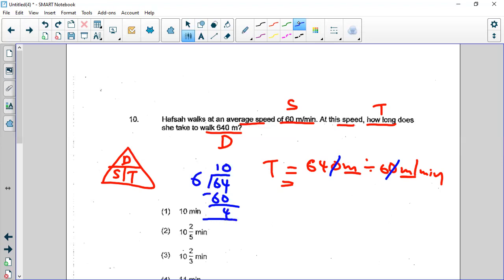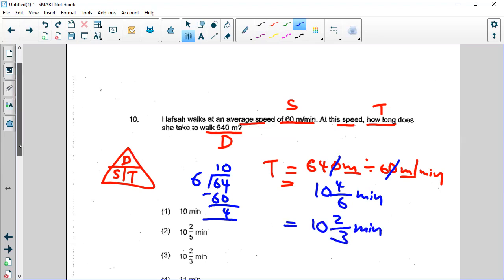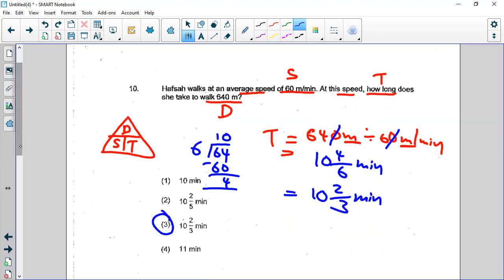So you have 10 and 4 over 6 minutes, okay? And then you need to simplify your fraction. So you have 10 wholes, and 4 divided by 2 is 2, 6 divided by 2 is 3. So what is the time taken? 10 and 2/3 minutes. Okay, answer number 3.